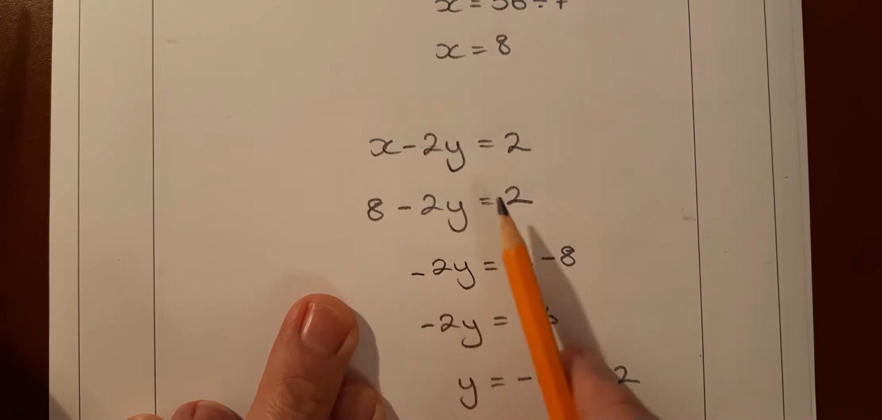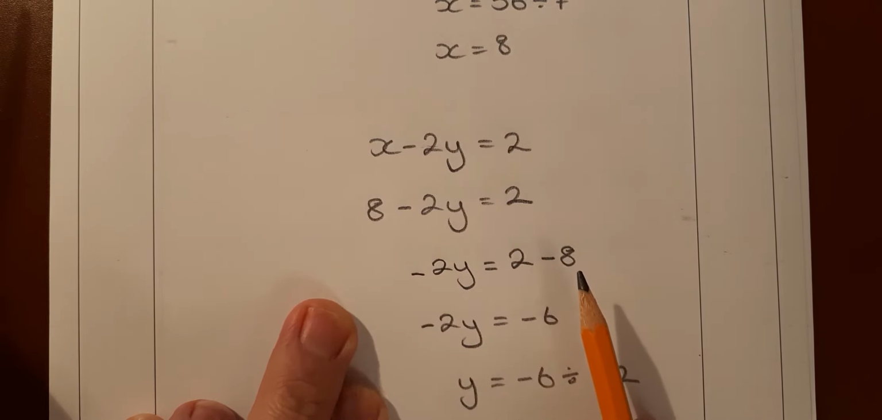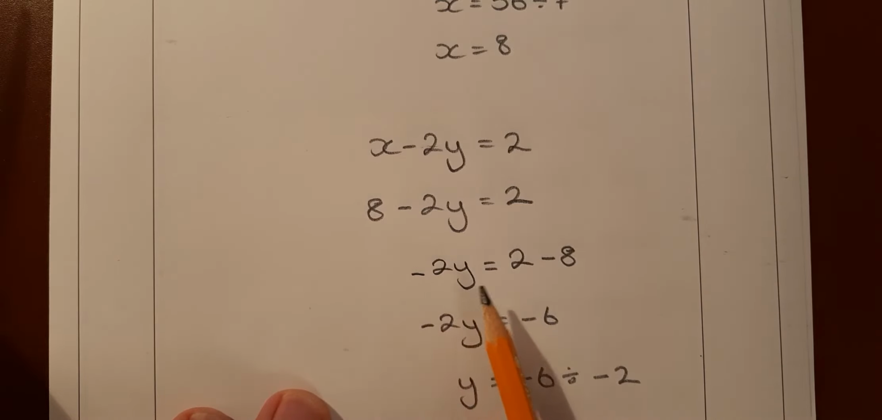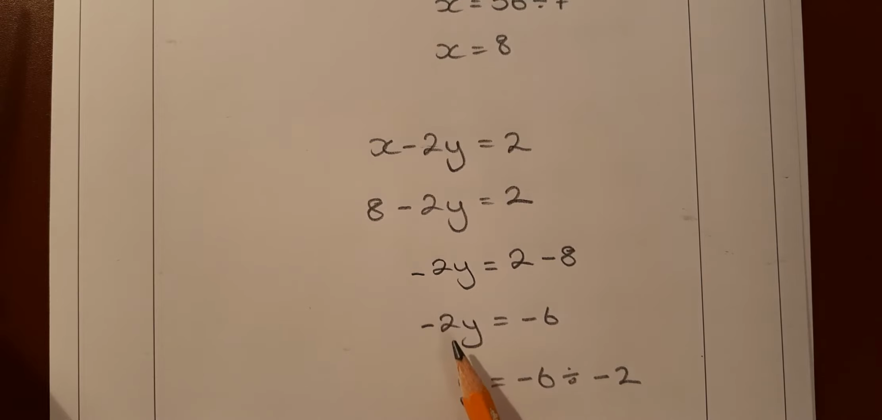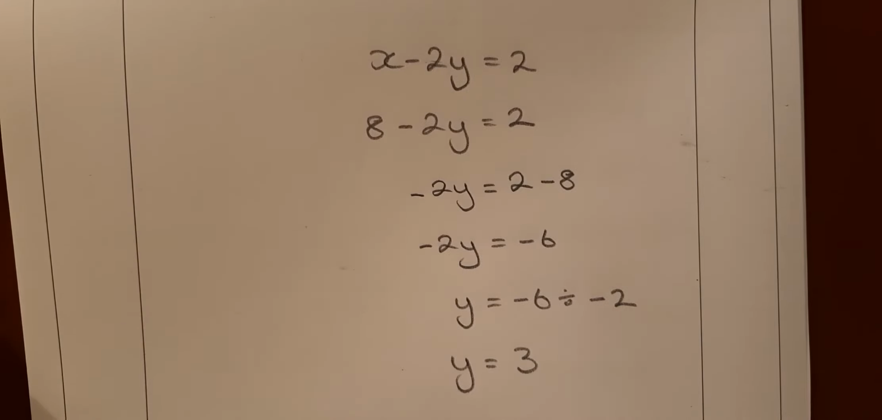Moving the 8 across the equal sign, it becomes a minus 8. So minus 2y equals 2 minus 8. Minus 2y equals minus 6. So I'm going to move the minus 2 over the equal sign. So it's in a multiply position here. Over the equal sign, it's going to become a divide. So now I have y equals minus 6 divided by minus 2, which gives me y is equal to 3.